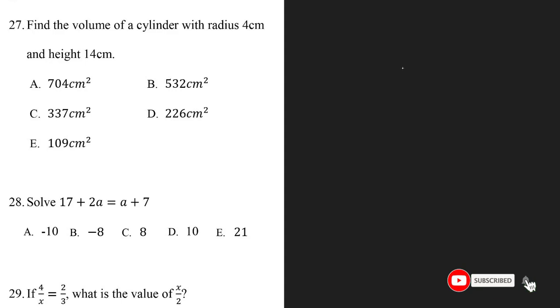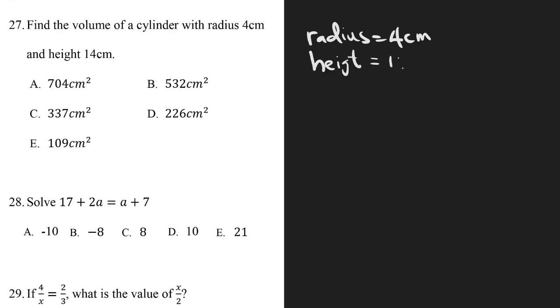All right, question 27 says, find the volume of a cylinder with radius 4 centimeters and height of 14 centimeters. So the question is, what is the formula of the volume of a cylinder? The volume of a cylinder is given as volume equals pi r square h. Of course, we know that this pi is always a constant, which is given as 22 over 7, right? So we say pi is equal to 22 over 7.